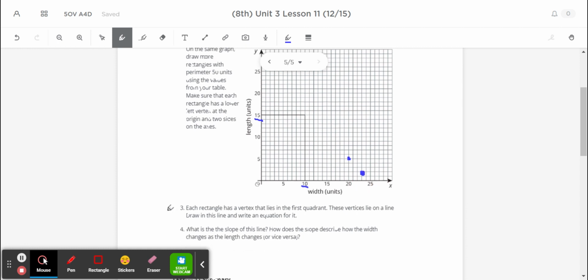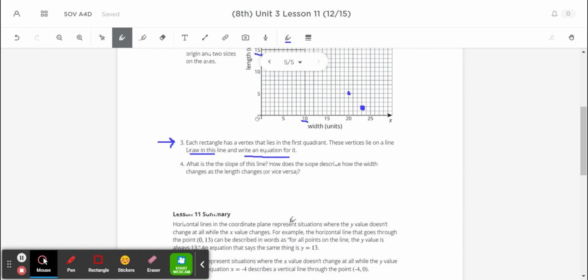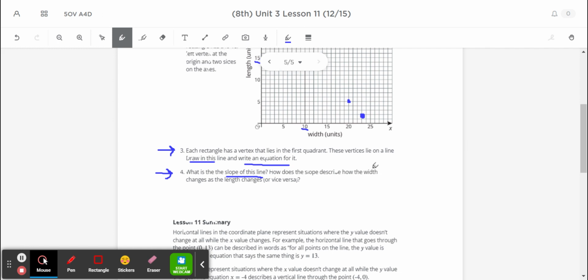Once you're finished plotting these points, in question 3, they will ask you to draw the line and write an equation. And in question 4, they will ask you to find the slope. You are going to complete these tasks independently, and that's the last thing you need to do for classwork today, besides tonight's homework, which is posted in Schoology. So again, your next steps are to complete slide 5 independently, and then go to Schoology for tonight's homework. As always, if you have questions, please make sure to send me an email.